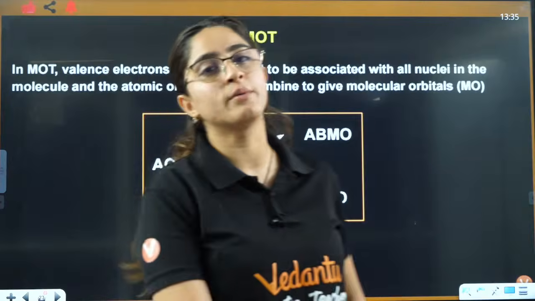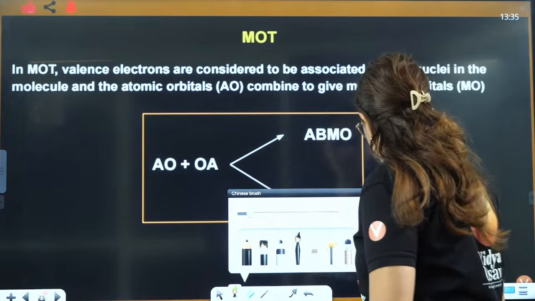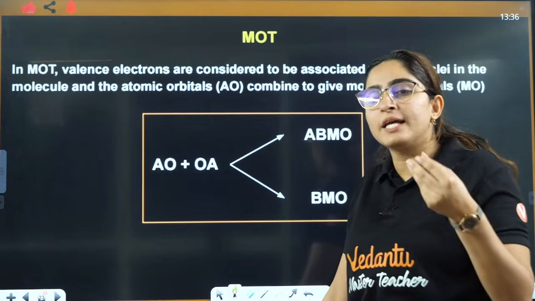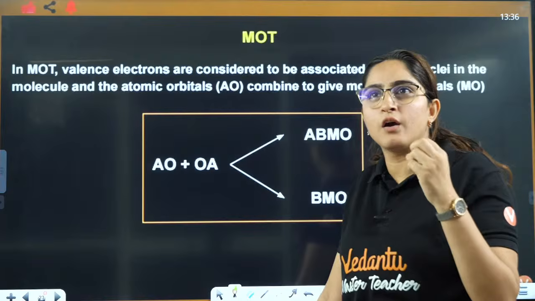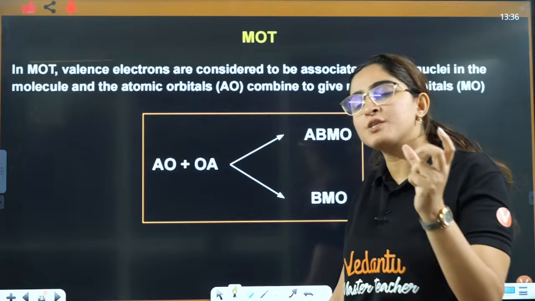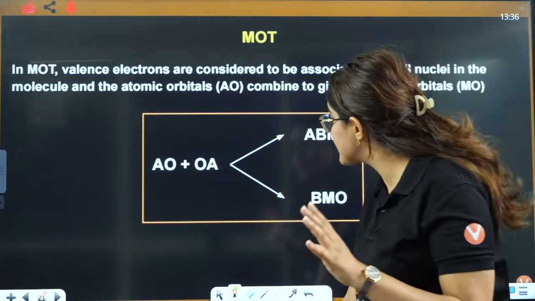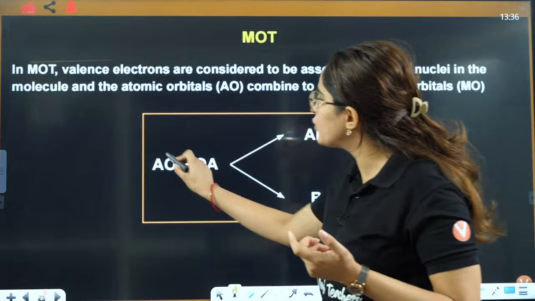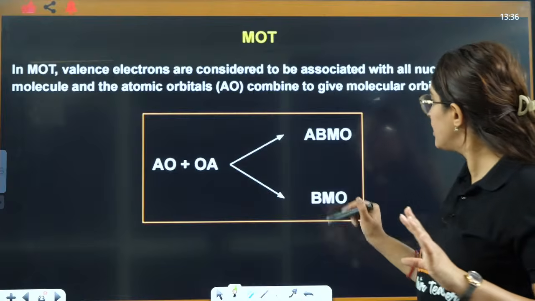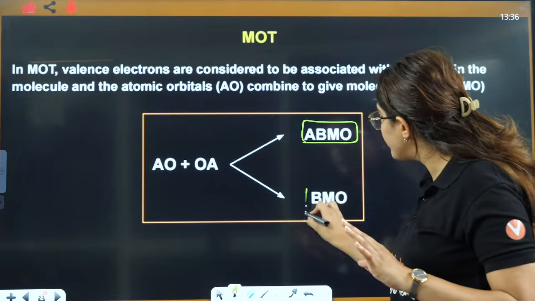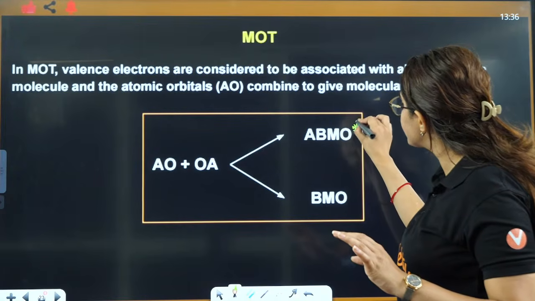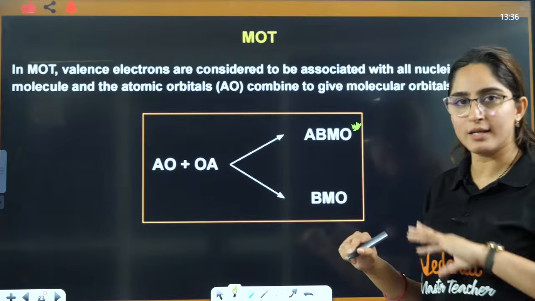Okay, now let's talk about MOT, molecular orbital theory, right? In molecular orbital theory, basically it was designed because we had no idea why oxygen is paramagnetic. So that is why MOT was designed here. MOT says that two atomic orbitals combine together to form two molecular orbitals. One will be anti-bonding and one will be bonding molecular orbital. Anti-bonding orbital is represented by the star and bonding molecular orbital is represented as it is.